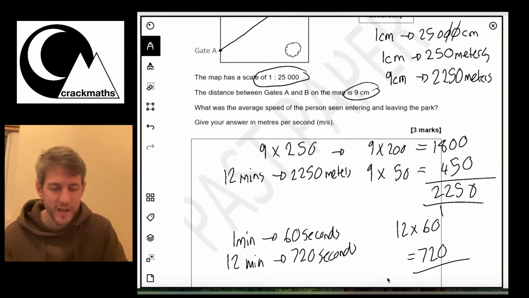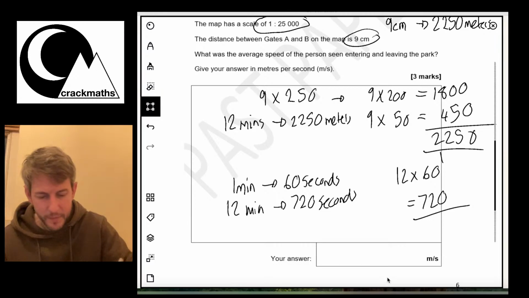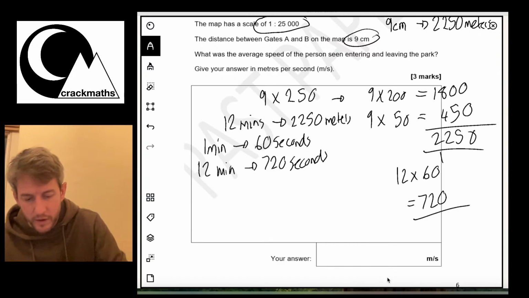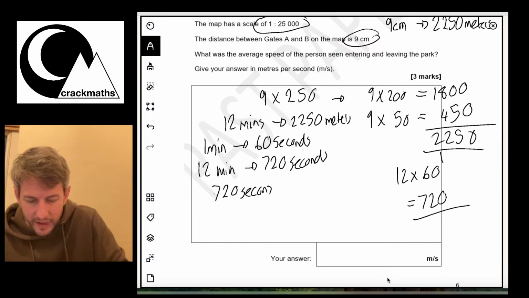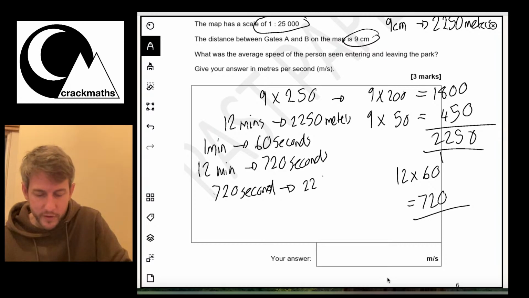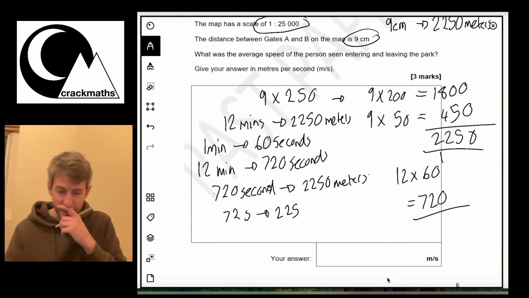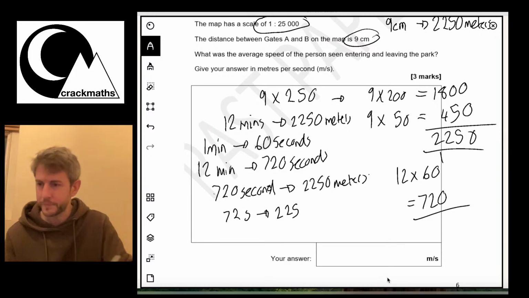Again, this seems like a mean question for a non-calculator question. But let me move this up here to give myself some more space. So I've got 720 seconds is going to give us 2,250 metres. I can divide both of these by 10, which makes it a bit easier. 72 is 225. And now we need to divide both of these by 72.